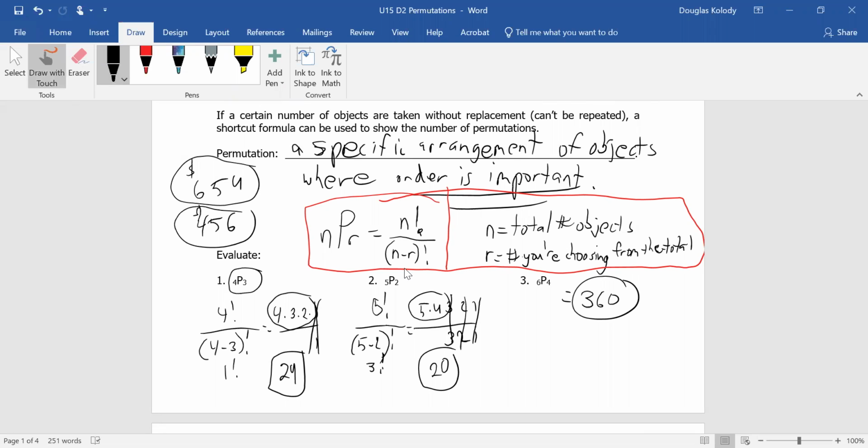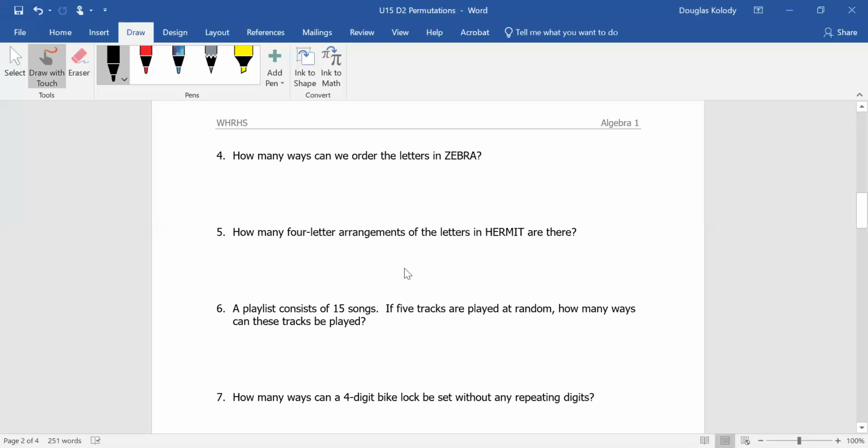I'm encouraging you. You're at home. If we were in school, I'd say, I know the formula, and I might give you some formula problems, but you're at home. I can't stop you from using the calculator, so I might as well encourage you to do it. Okay, in how many ways can we order all the letters in zebra?